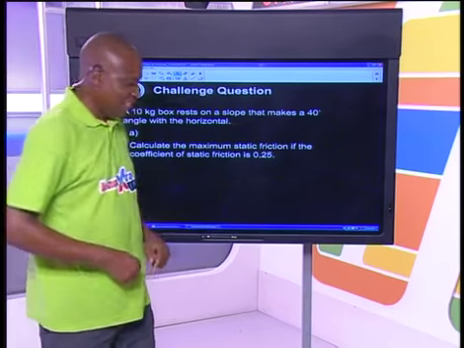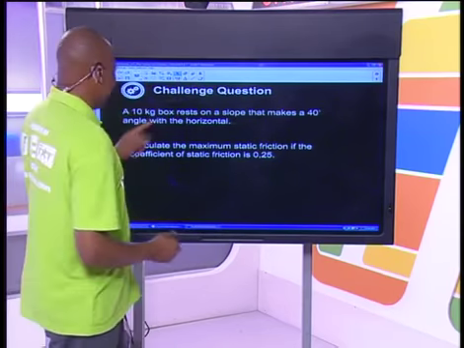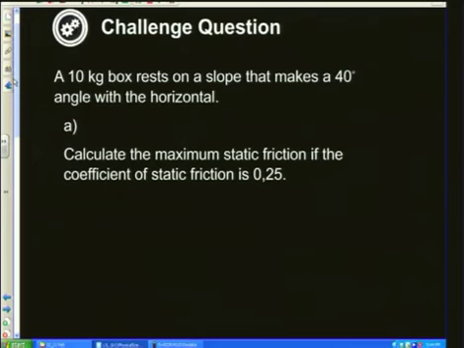Now TK is going to help us with a challenge question here. Let's have a look at the challenge question. It says we have a 10-kilogram box resting on a slope that makes a 40-degree angle with the horizontal. Okay, so that's what we have. Calculate the maximum static friction if the coefficient of static friction is 0.25.